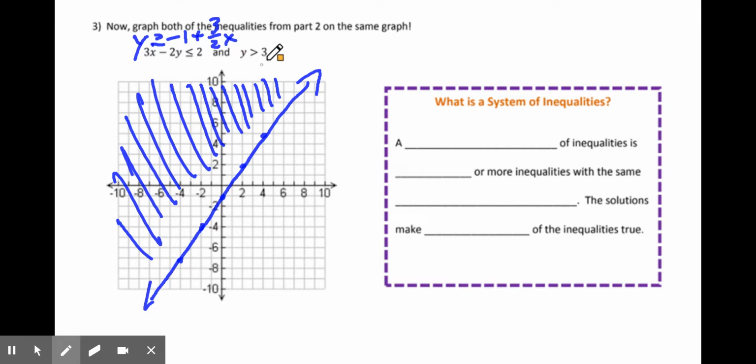And it says y is greater than 3. So we're going to have that dashed line that goes through the y-axis. Okay, and then y is greater than 3, so we're going to shade above the y-intercept, that orange line here. So let's shade that all the way above. Anywhere above the orange line, you're going to shade in orange.